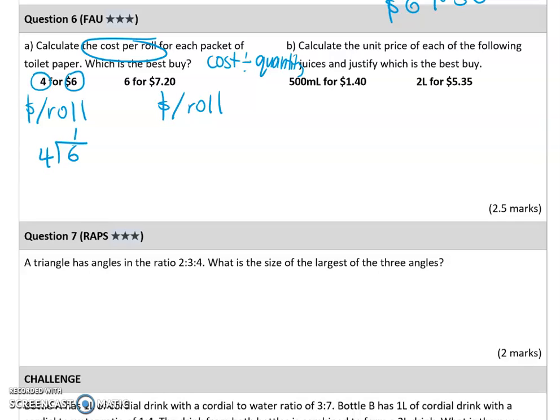4 fits into 6 once, with 2 left over. We'll have to add in our own decimal. 4 fits into 20 5 times. $1.50 per roll in this situation.